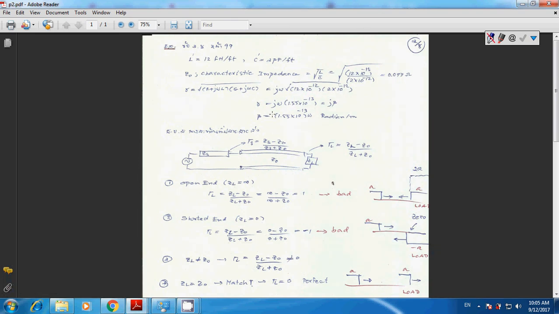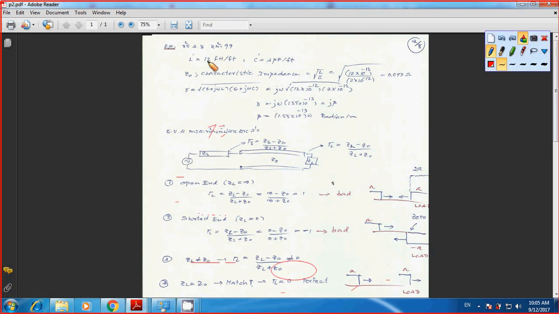Now, if you take a look at an example for a transmission line, if I have L prime equal to 12 nanohenry per feet, and your capacitance equal to 2 picofarad per feet, you can find Z0. That's for the lossless transmission line. It's going to be equal to square root of L over C.